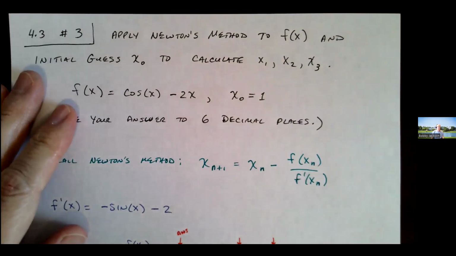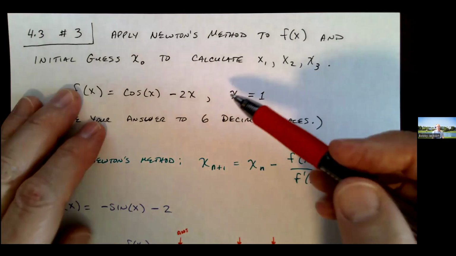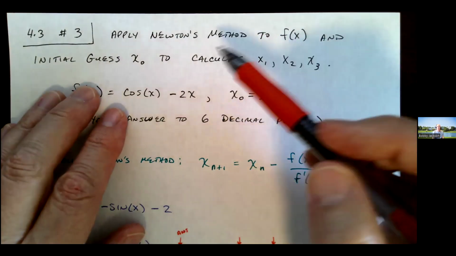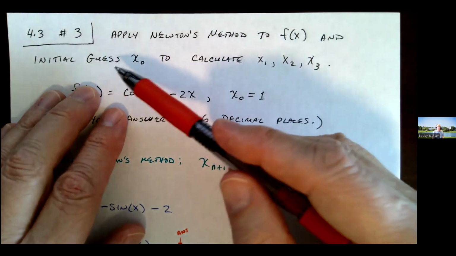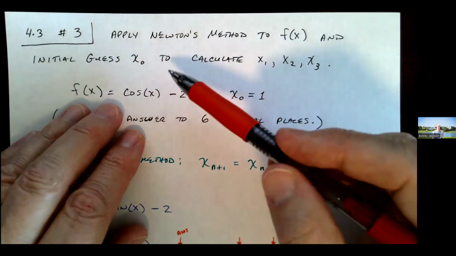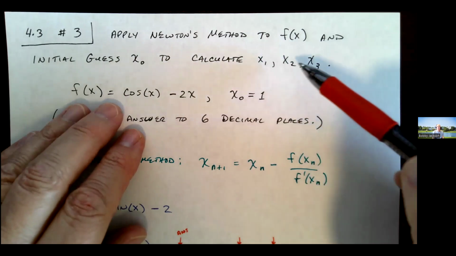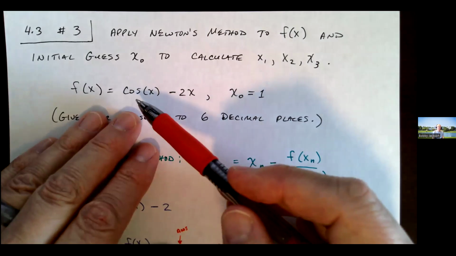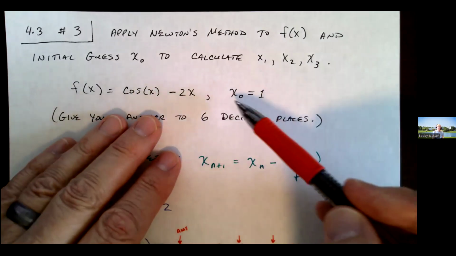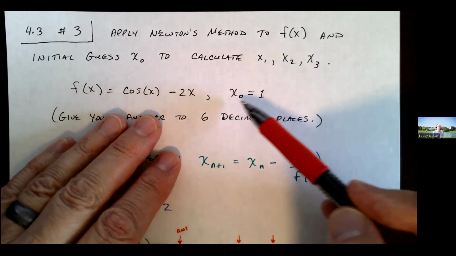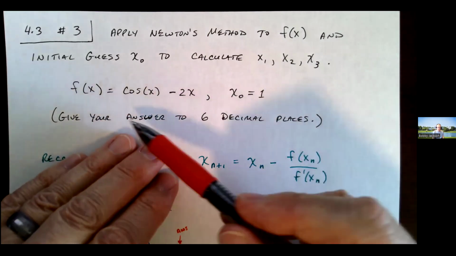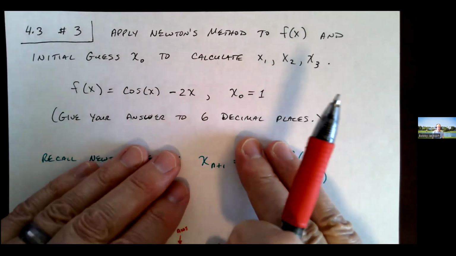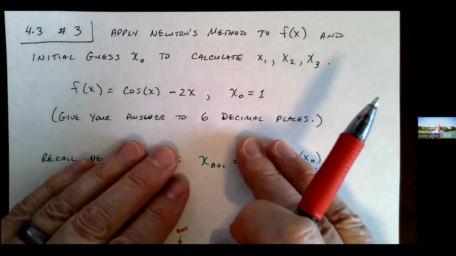Hey everyone, let's look at the third problem in section 4.3 on Newton's method. We are going to apply Newton's method to a function f of x with a given initial guess x sub 0 and calculate the first three iterations, x sub 1, x sub 2, x sub 3. So here's our function, cosine of x minus 2x, and here's our initial guess, x sub 0 equals 1. You're going to give your answer to 6 decimal places, so be really careful with rounding off intermediate results. In other words, don't do that.